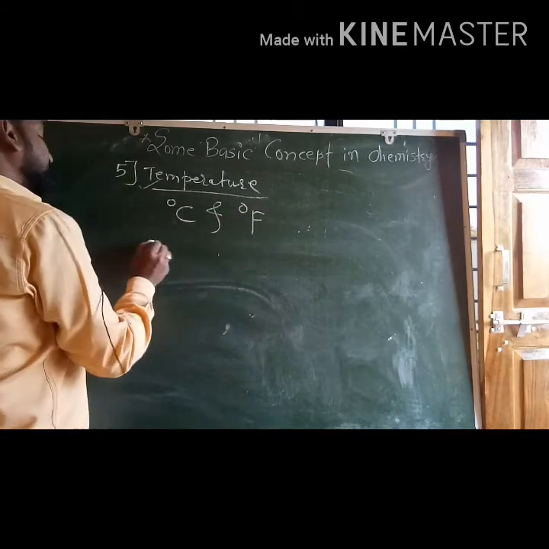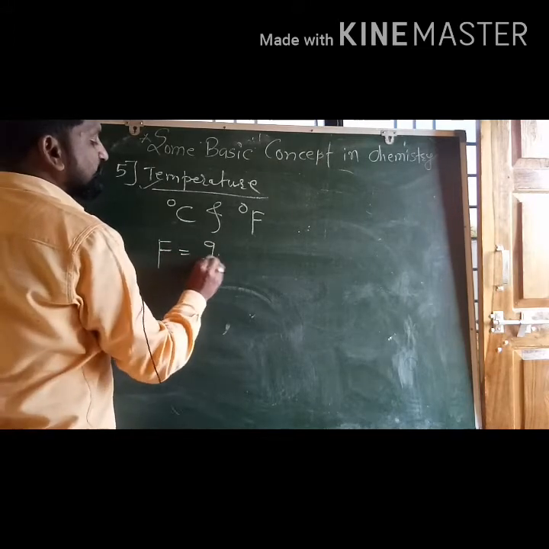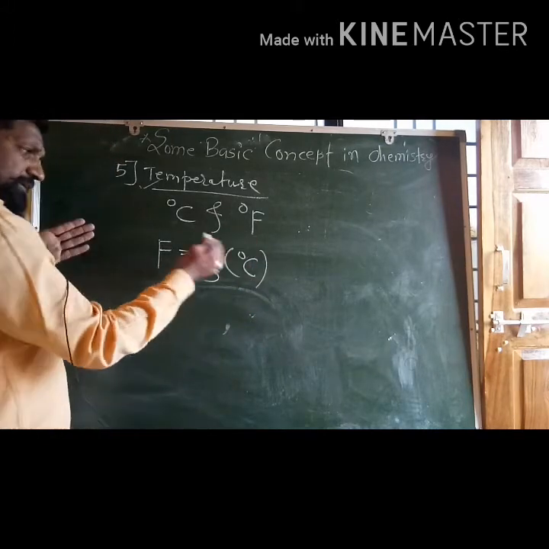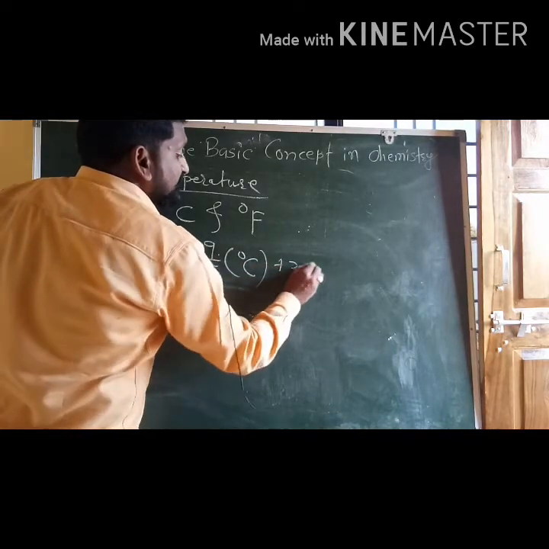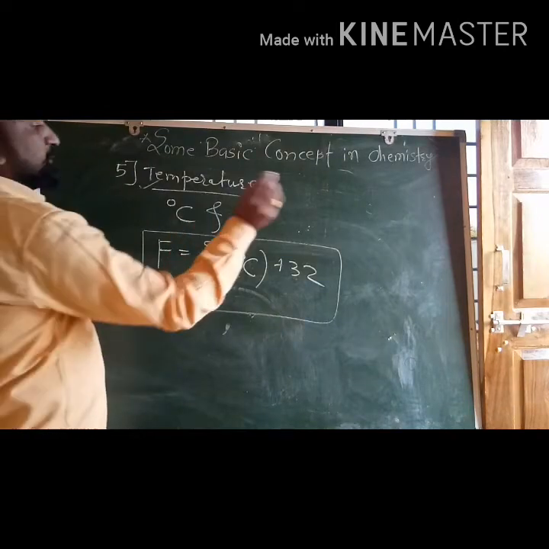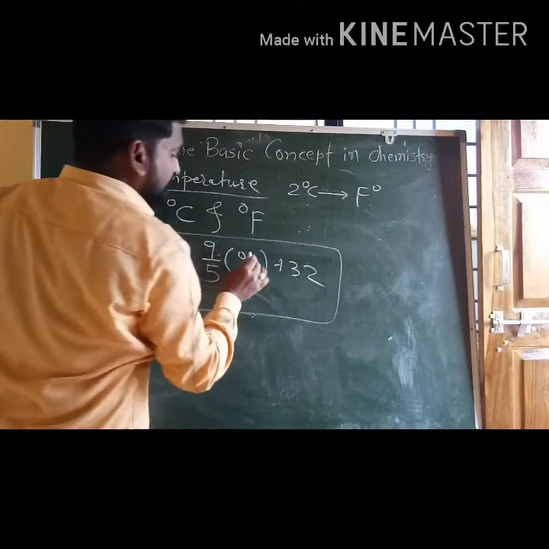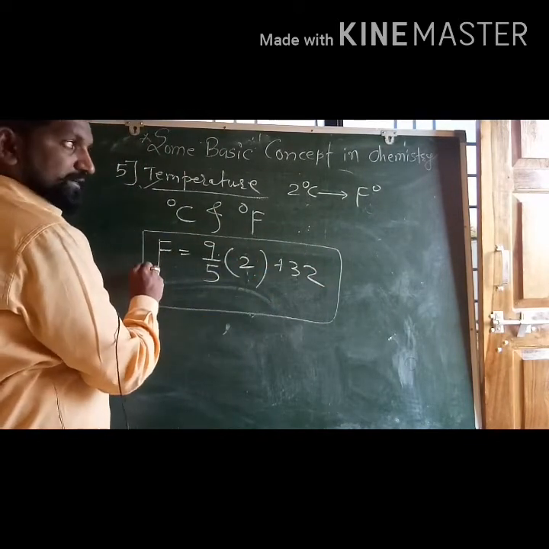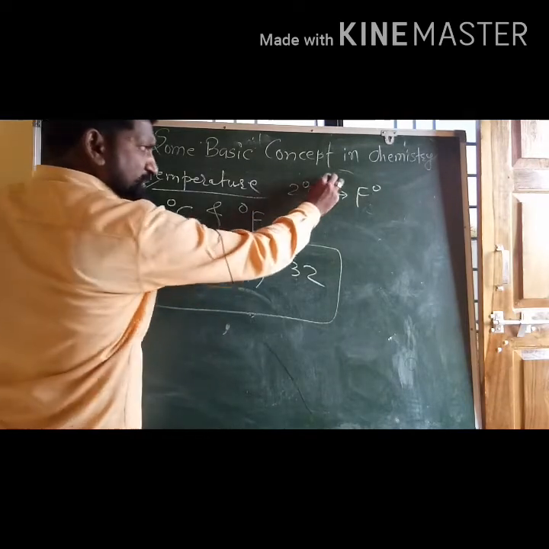Listen here. Fahrenheit is equal to 9 upon 5, inside bracket, the Celsius value, plus 32. This is the relationship. For example, if you want to convert 2 degree Celsius temperature into Fahrenheit, put here 2 degree. Whatever answer you will get, that is the Fahrenheit. We want to convert 2 degree Celsius into Fahrenheit scale.